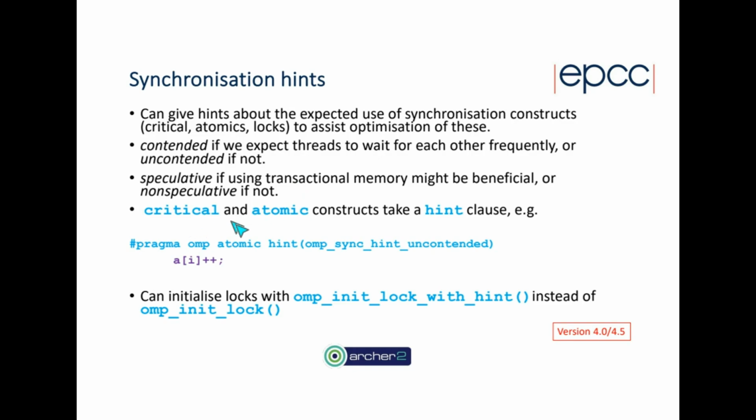The way it works is that critical and atomic constructs take a hint clause. So if you have an atomic update, and you expect collisions between different threads for the same memory location to be very uncommon, then you can say omp sync hint uncontended, and then that will allow the implementation to select the implementation of the atomic that best matches that use case.